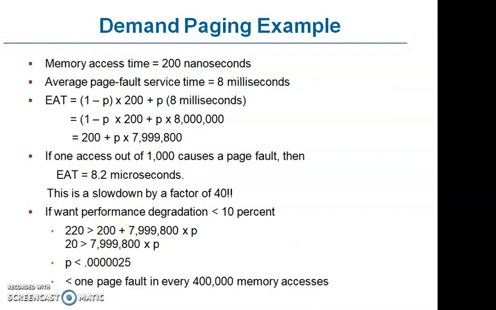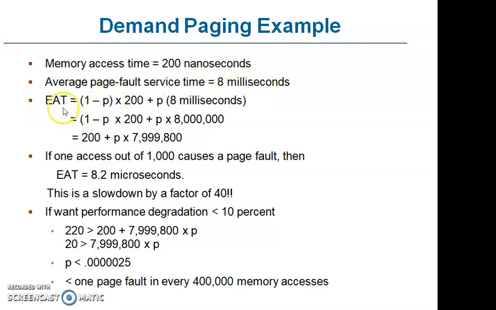Let us understand demand paging with an example. The memory access time takes 200 nanoseconds. Average page fault service time is 8 milliseconds. Carefully observe the values here. It is 200 nanoseconds. The unit is nanosecond. And average page fault service time is 8 milliseconds, which is equal to 8 times 10 to the 6 nanoseconds.